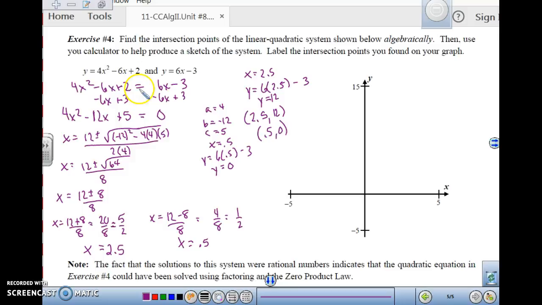All right, so let's graph these and see if we're right. We'll do the graph in class to make sure that we have it, and we'll do the other problem in the next class.